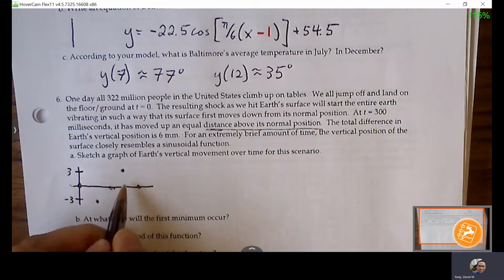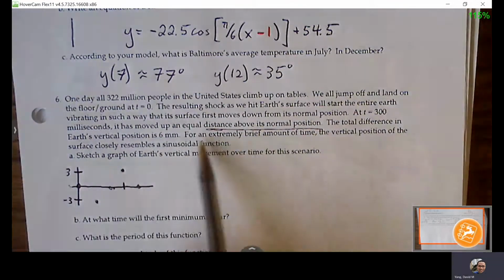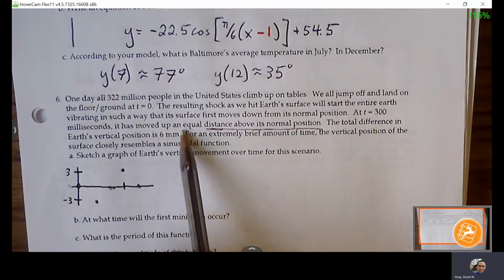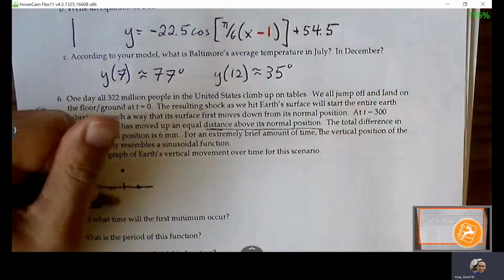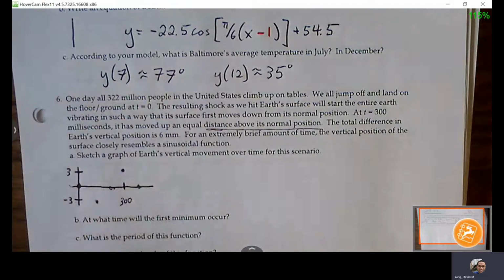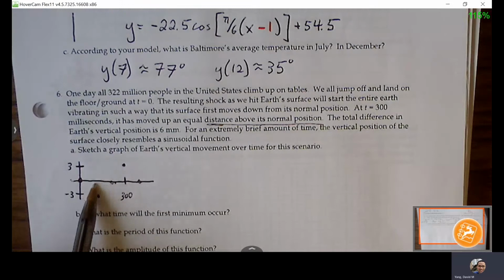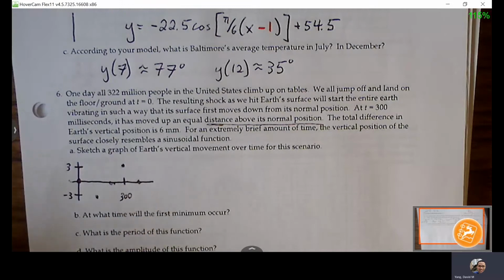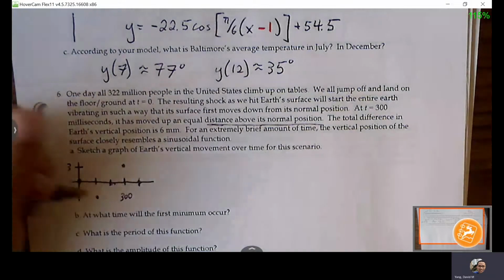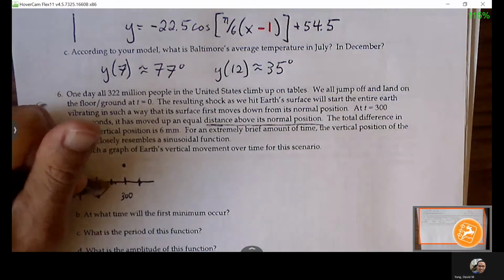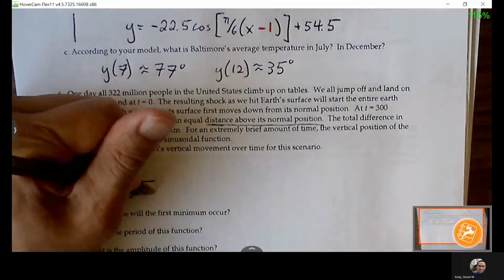Now, when is this maximum going to occur? So at t equals 300, it's moved up an equal distance above its normal position. So we know that it's going to hit the maximum at 300. And if we kind of just map out the rest of the graph, it just feels natural that every one of these increments is going to be by 100, right? Which means that our period is going to be what? Yeah, 400.